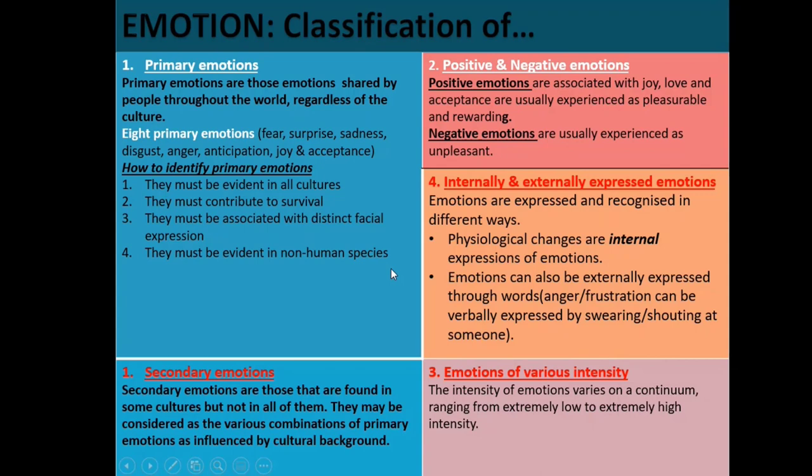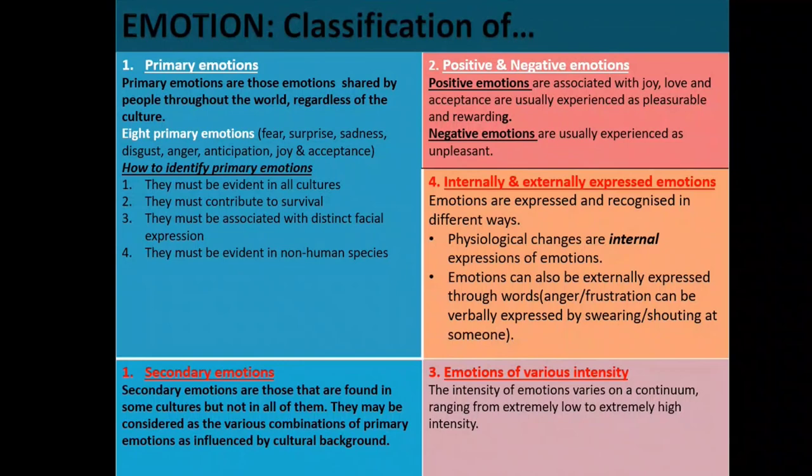Moving on, we discussed the primary emotions, the key eight. Then secondary emotions. They say secondary emotions are those that are found in some cultures, but not in all cultures. They may be considered as various combinations of primary emotions as influenced by cultural background. So from culture to culture, the way we express our emotions differs to some extent.